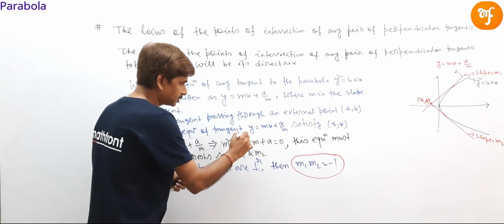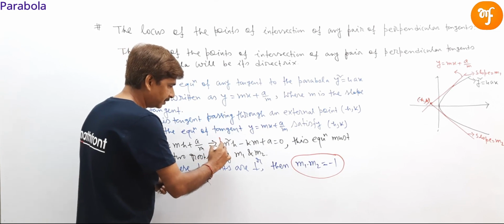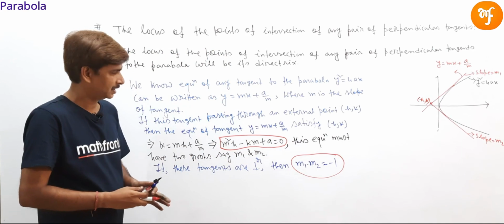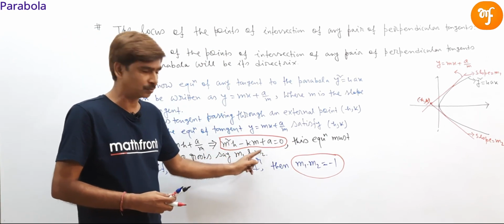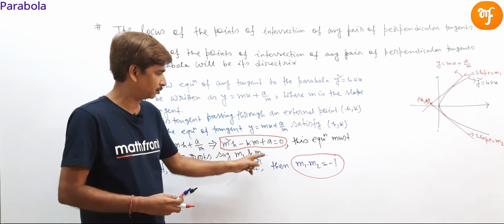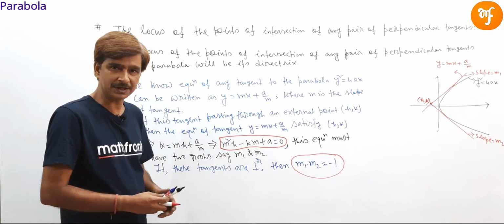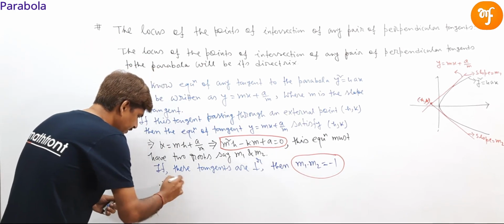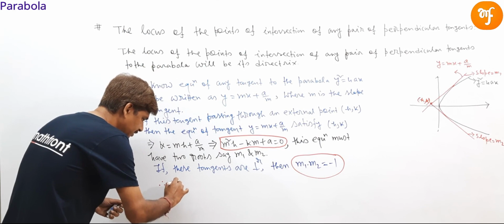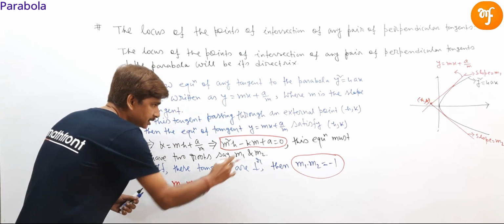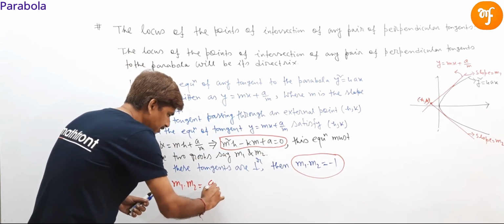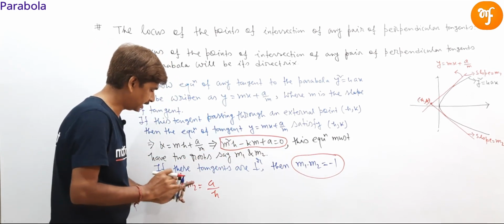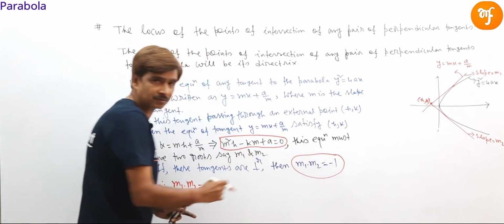Now come to the equation of this quadratic form: m square h minus km plus a is equal to 0. This equation has two roots, m1 and m2. So what will be the product of the roots? m1 into m2 will be a by h. Therefore, we can say m1 into m2 is equal to a by h. From this equation, as it has two roots m1 and m2, and this is equal to -1.